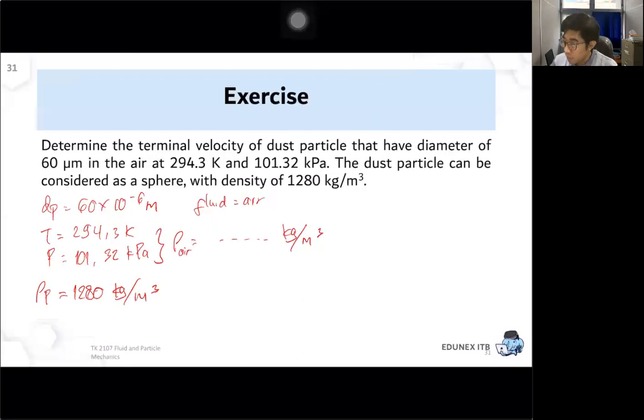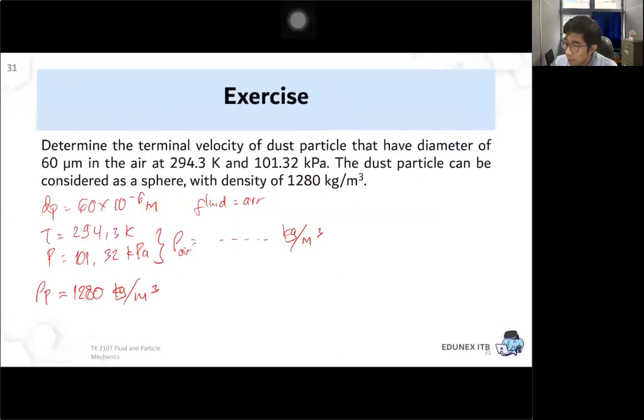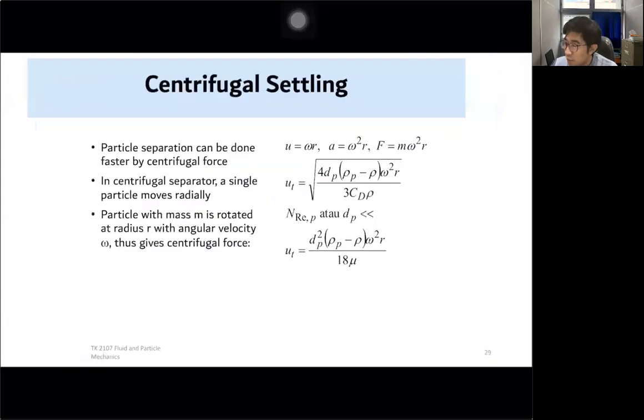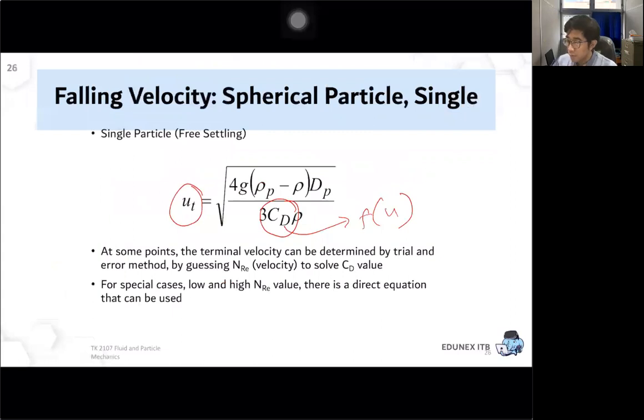Okay, now first we want to know the terminal velocity. The basic formula is this one. Which one is the equation? Okay. So this is the basic formula of the terminal velocity.